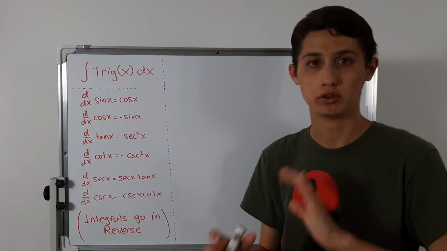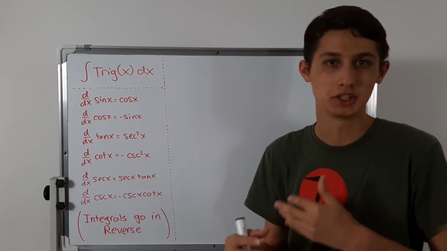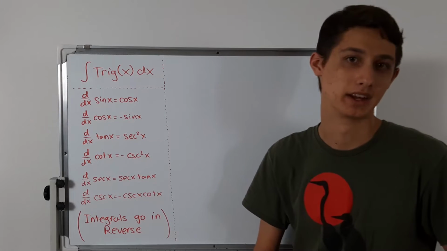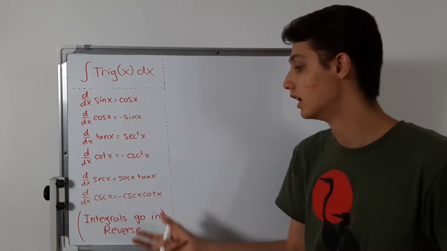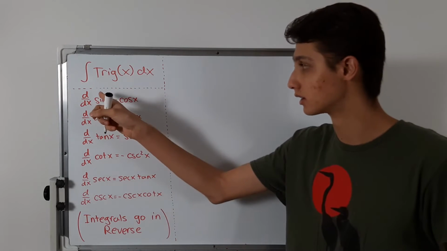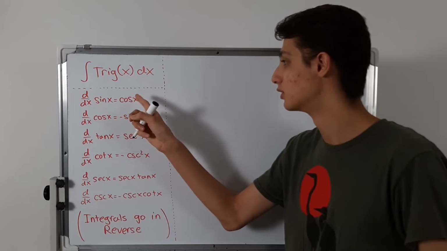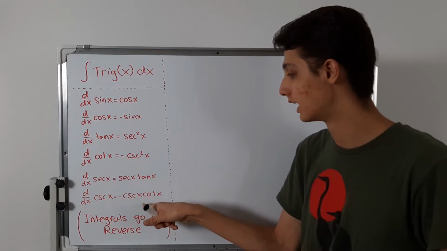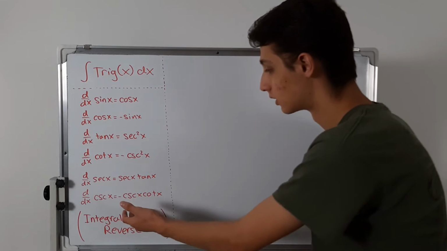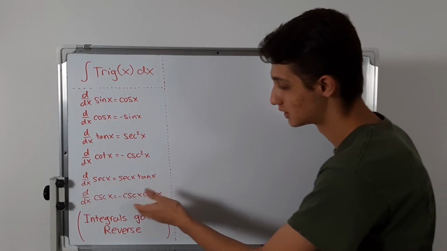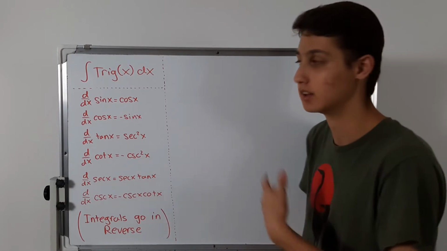I'm not going to go into too much depth on how to do them because each case is very different from the next one. But here I have the derivatives of all the six major trig functions. So basically, if you want to integrate any one of these, your answer is just that. The integral of negative cosecant cotangent is just cosecant. The integral of secant squared is tangent, and so on and so forth.